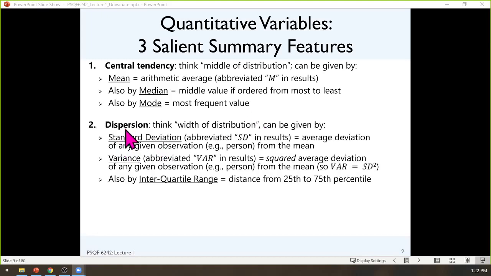Dispersion is the second thing that we would want to pay attention to. So beyond just where's the middle at, how spread out are the people in my sample?